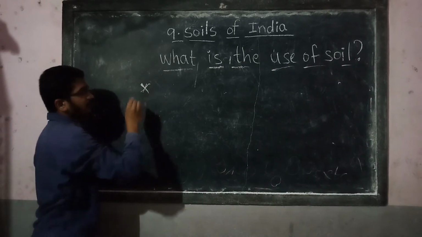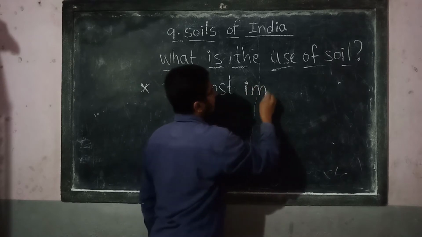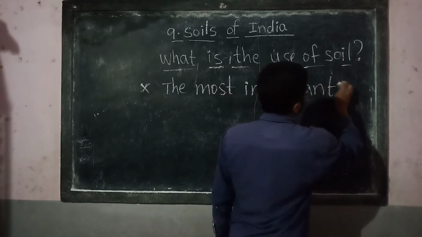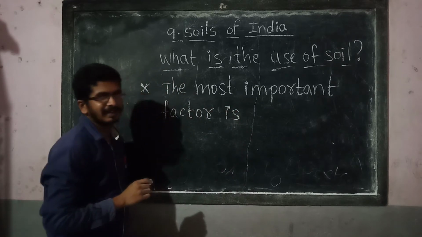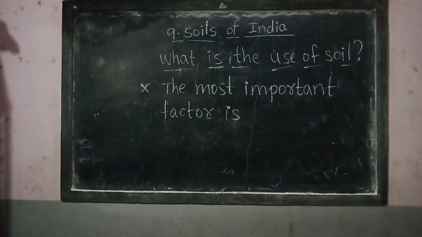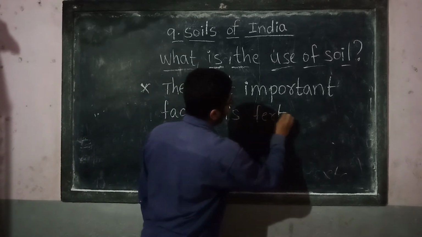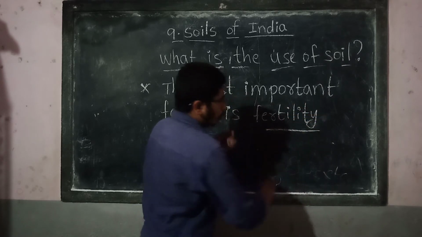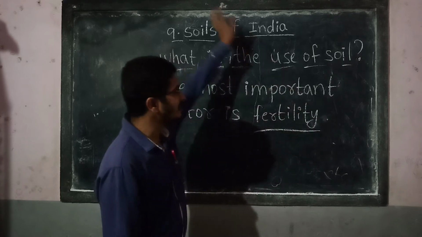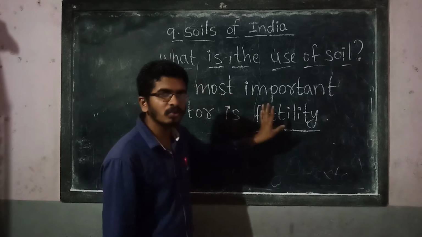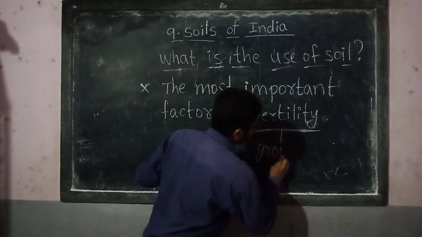Here, the most important factor is fertility. Fertility means, what is meant by fertility? Growing crops. The soil which is suitable to grow the crop. Soil helps to grow the crops. Clear? So it helps fertility. Nothing but growing crops.